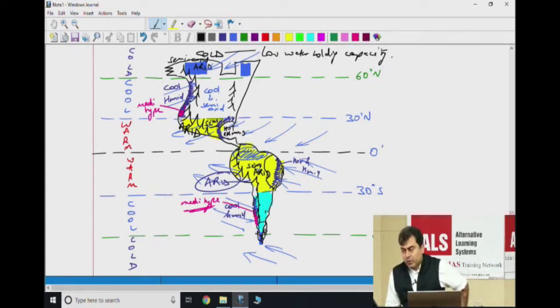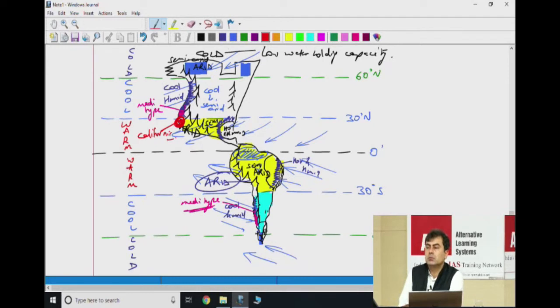Sir, does California lie in the humid region? Patna, please find out where California is. Where is California? What is the address of deserts? Where is the address of deserts? 30 degrees. This is where California is.